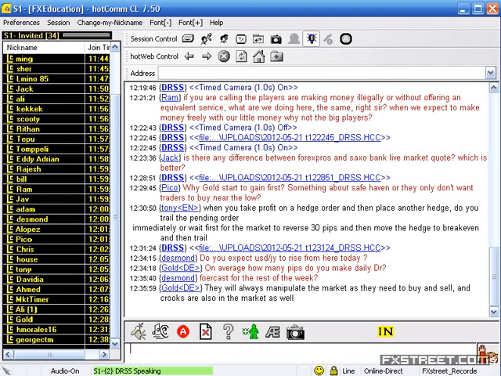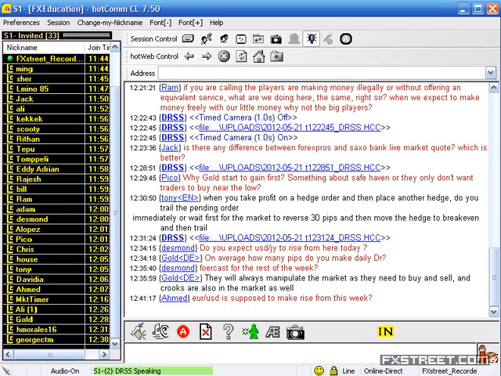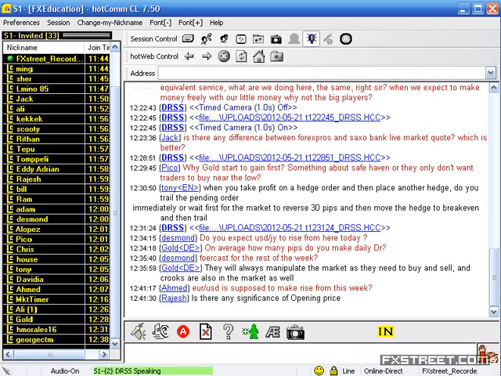Then decimal. Focus for the rest of the week, I'll give it. Gold. They will always manipulate the market as they need to buy or sell, and crooks are also in the market. This is a cunning way. I won't call it a crook. It is a cunning way of making money in the market, dropping and rising alternatively. But we become fools by trusting it. There comes the pathetic condition.